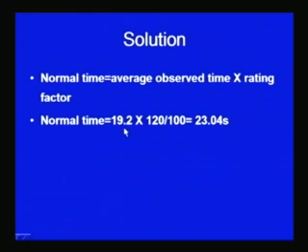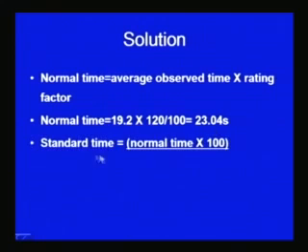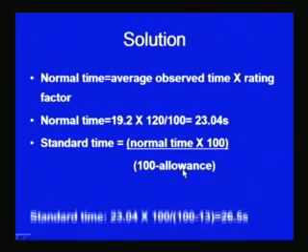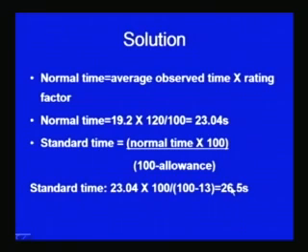So, normal time can be obtained from 19.2 multiplied by 120 divided by 100, that is the performance rating, and the normal time comes out to be 23.04 seconds. The standard time can then be calculated using this equation, where in addition to the normal time, the allowance is also incorporated, and then we get a time value of 26.5 seconds. So, we can see how, if the performance rating, the observed time values for the different runs and the allowance are given, we can arrive at the standard time.